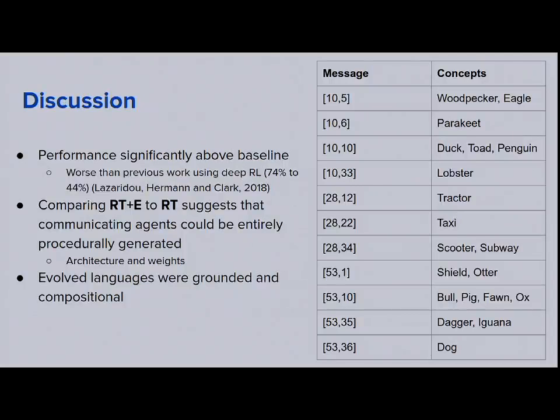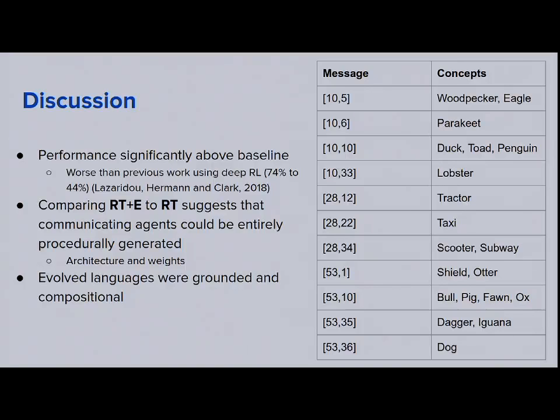So we were glad to see that performance was well above the baseline at a bare minimum. But the results were still significantly worse than what was previously achieved with reinforcement learning. We saw a drop of about 30% in the final success rate of tested agents.